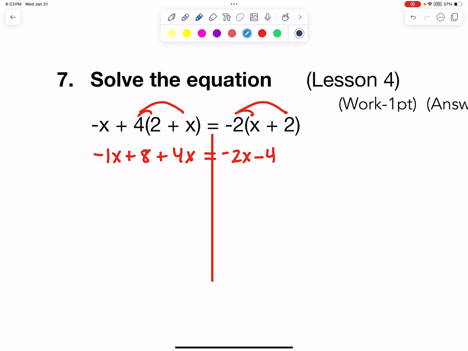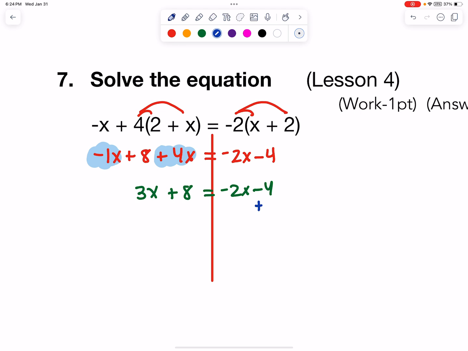We always are going to highlight like terms. Remember, that only happens on the one side of the equal sign. You can't cross over like that. Okay, and then we can go ahead and combine those like terms. So 4 minus 1 is 3x plus 8 equals negative 2x minus 4. Now everything is simplified. We can start moving stuff around.